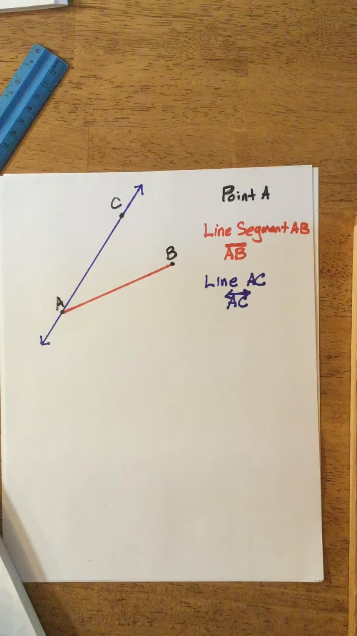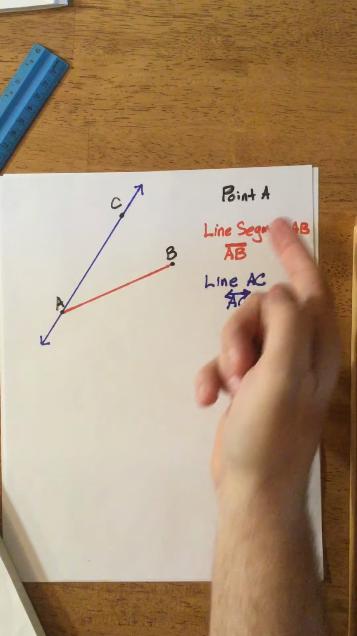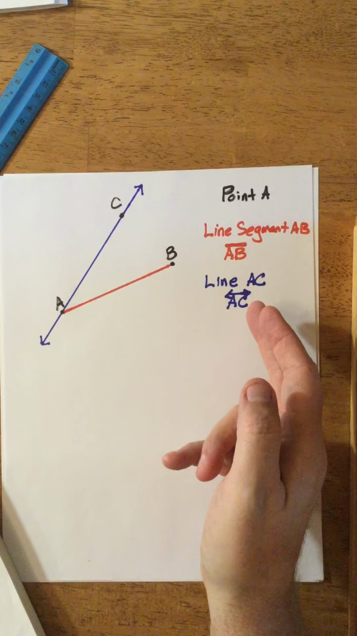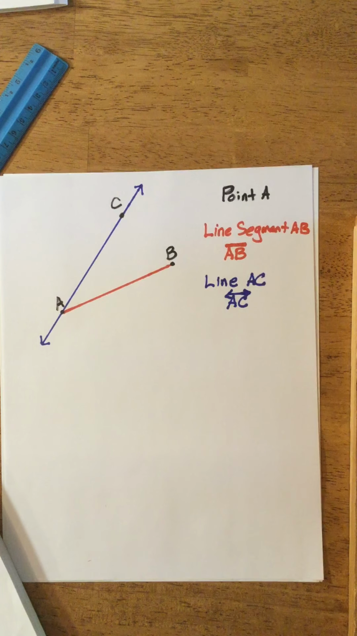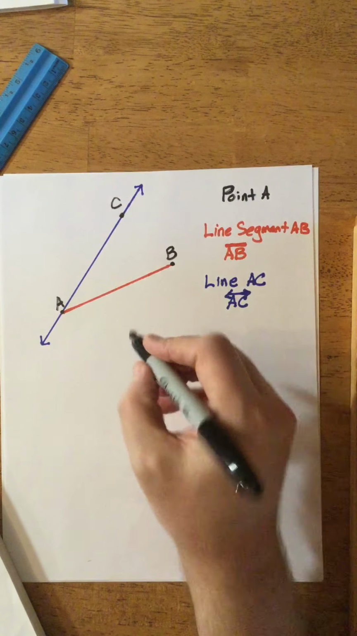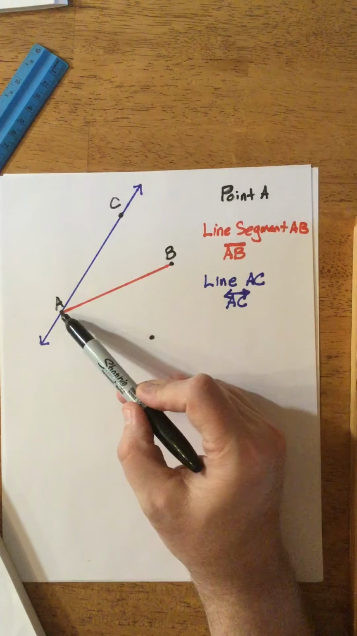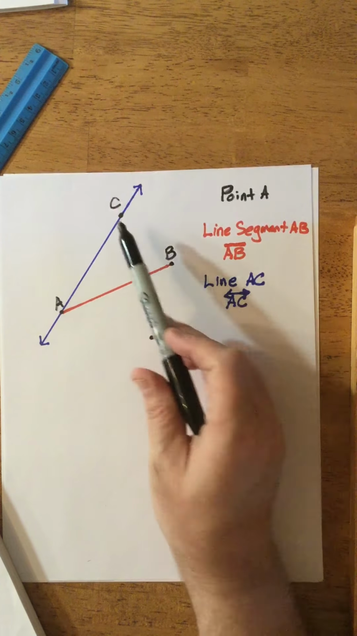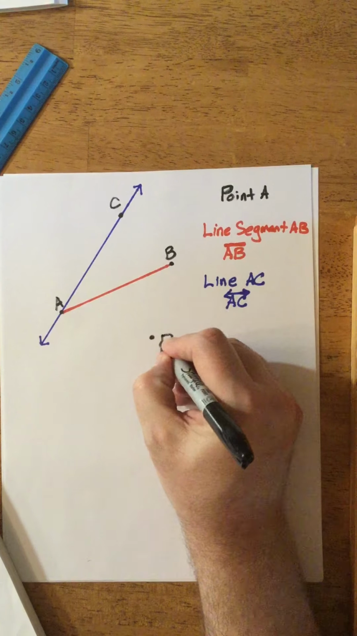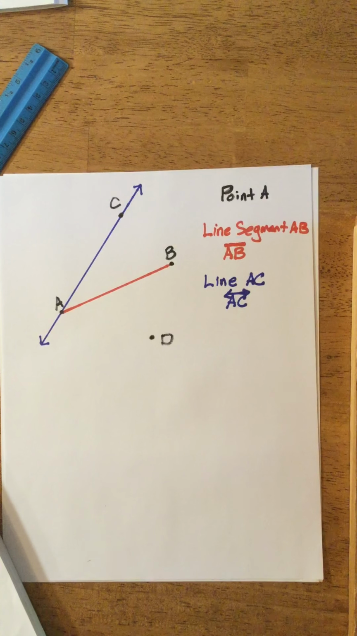All right, so we've got our point, we've got our line segment, we've got our line. We're going to draw another dot on our paper, or another point. So now I have this point, and again, I'm not going to label it A or B or C. I'm going to use a fourth letter. We're going to label it with a D.